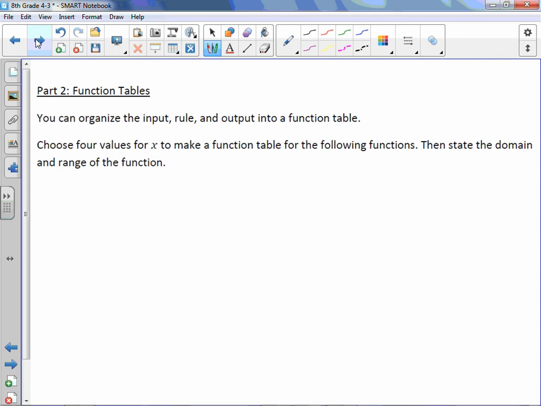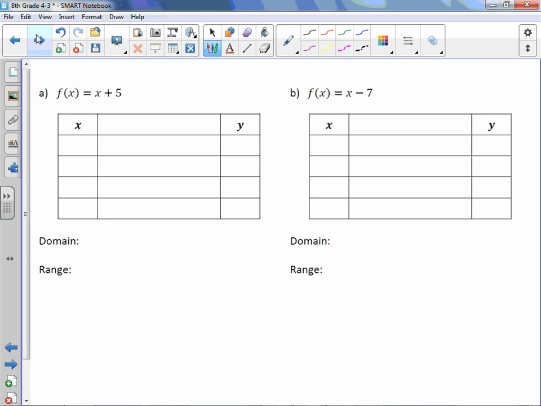Function tables. You can organize the input, rule, and output into a function table. Choose 4 values for x to make a function table for the following functions. Then state the domain and range of the function. So we have f of x equals x plus 5. So in this box, that's where f of x equals x plus 5 is. Just like in the previous lesson when we put y equals, the equation goes in the center box.